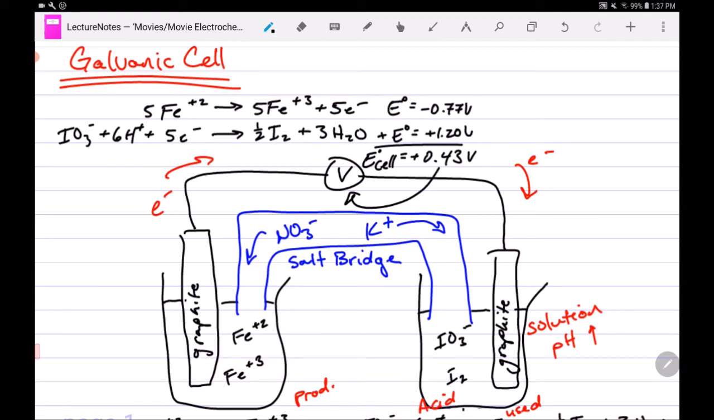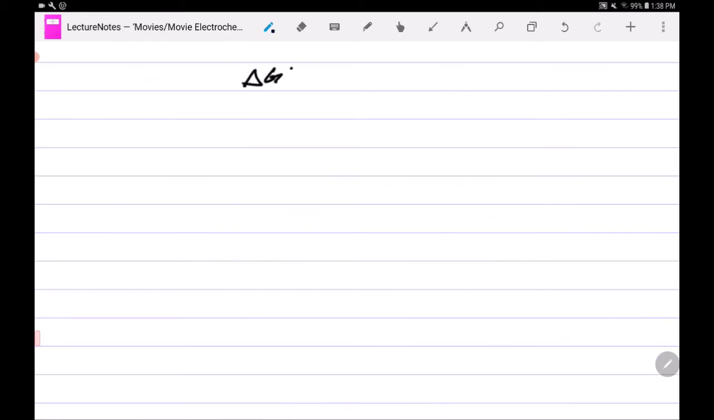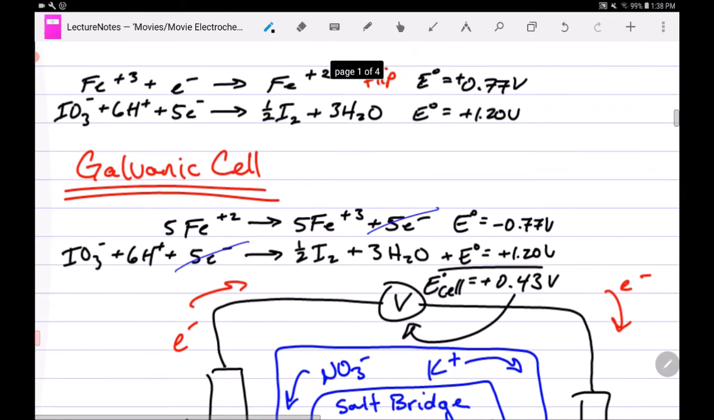For this one, I had to multiply the iron half reaction by 5. This allows me to cancel 5 electrons with 5 electrons. But I didn't multiply the cell potential for this half reaction by 5. We take that into consideration when we do N. So delta G naught equals negative NF E naught. Delta G naught equals negative what? 5.